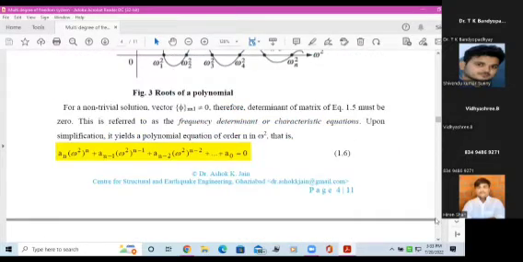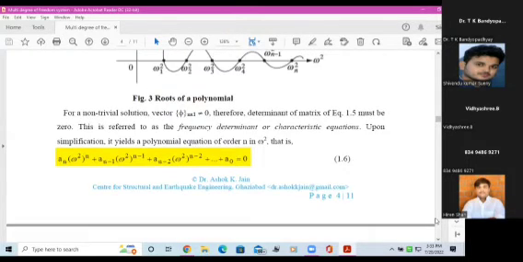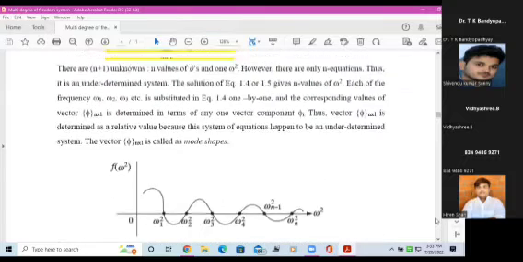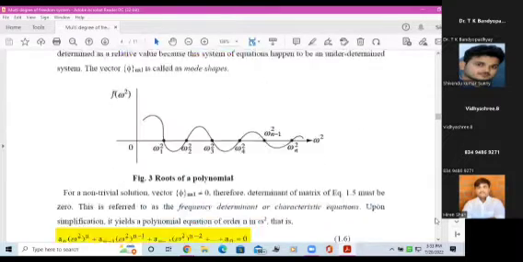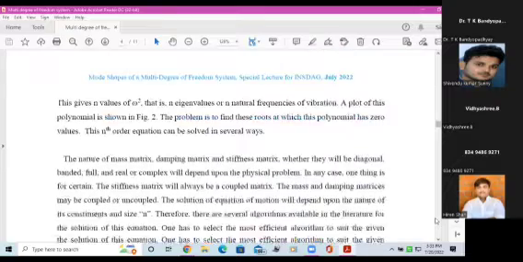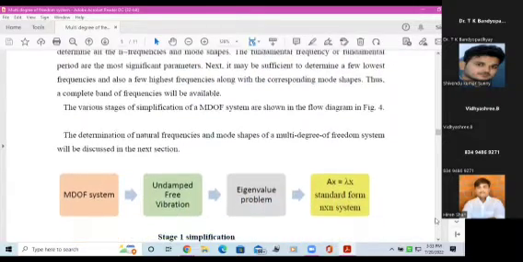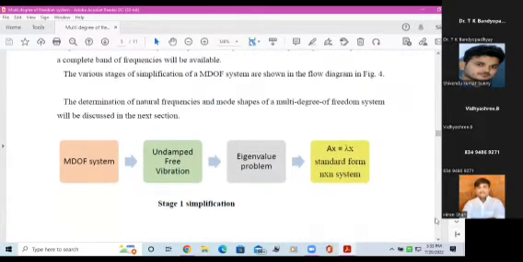This equation is the polynomial of degree n in omega square. This is the frequency equation, or this equation is also the same thing, k minus omega square m, phi equal to 0. This is in the matrix form, and this is in the polynomial form. And we solve this, we call it an eigenvalue problem, which is Ax equal to lambda x. This is the standard form of eigenvalue problem. Lambda is the frequency or eigenvalue, x is the eigenvector or mode shape.